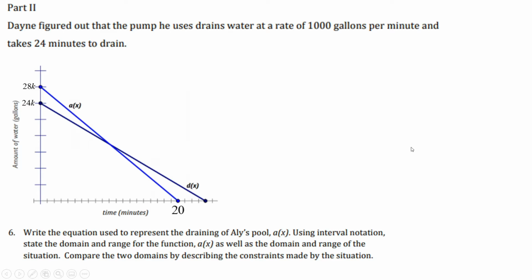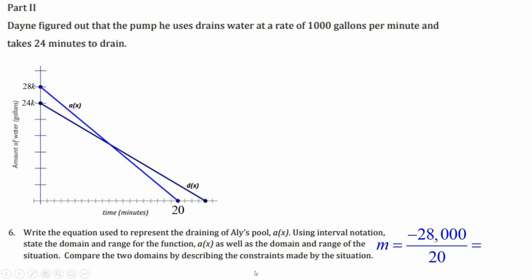Nice. Okay, number 6. Write the equation used to represent the draining of Allie's pool, a of x. Okay, let's start with that. So Allie didn't tell us the rate at which her pool was draining, so we're going to have to figure out the slope another way. All right, well, slope is rise over run, and I'm going to use the 2 points that I know about right now. So I'm going to say the slope is, and Allie's pool is rising negative 28,000, and it is running 20.